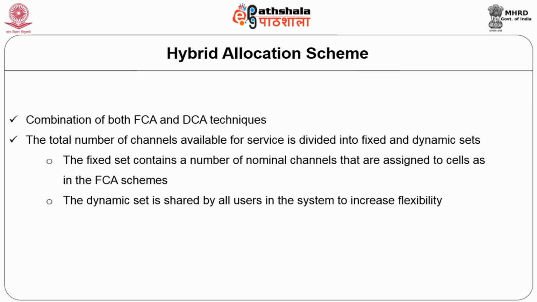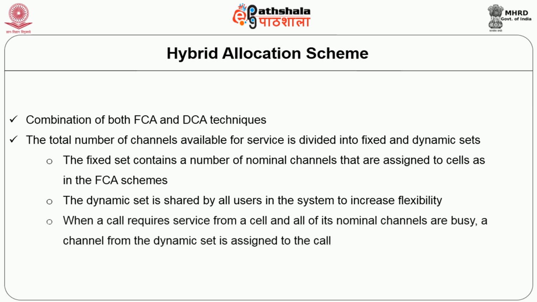Now, what does that mean? There is a dynamic set which is kept and the fixed channels have been allocated to the cells. Now, if the channels with the particular cell get exhausted, it can take them from the dynamic set. That is both a combination of fixed channel allocation and dynamic channel allocation. So, whenever a call requires service from a cell and all its nominal channels are busy, a channel from the dynamic set is assigned. So, this is about the channel allocation scheme.